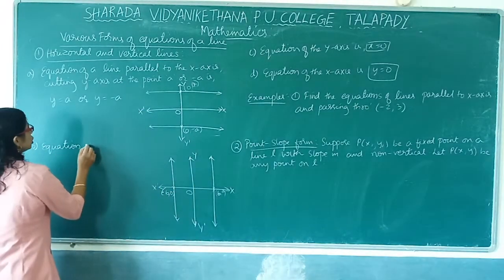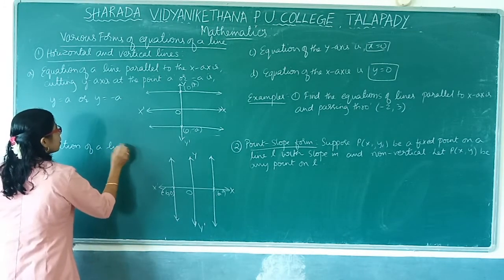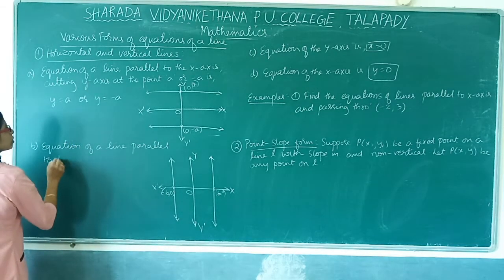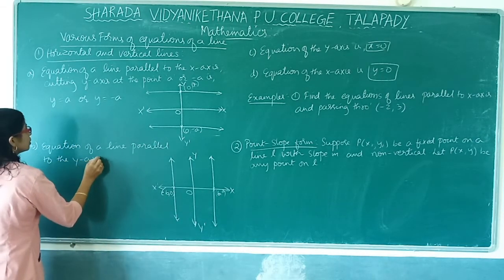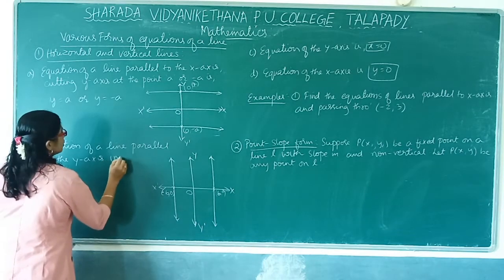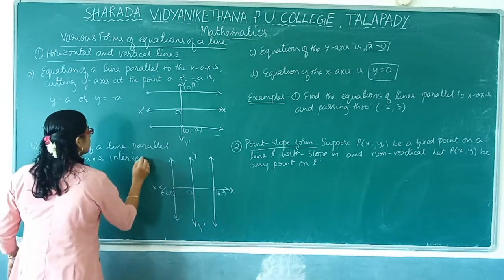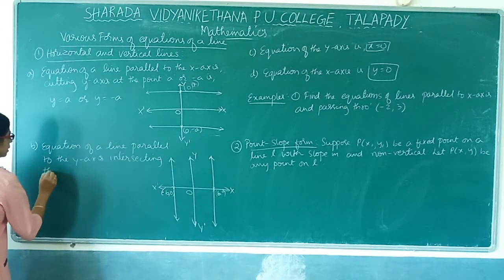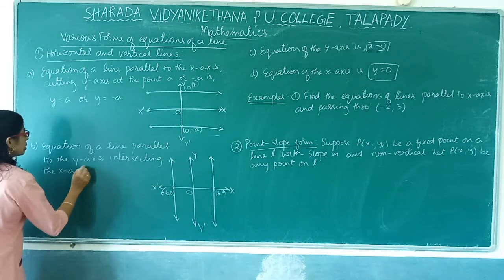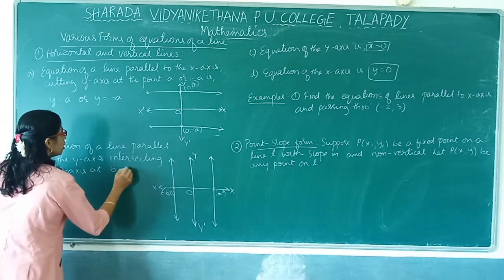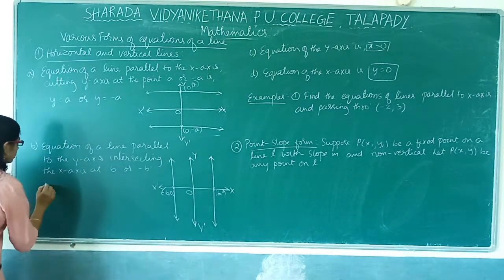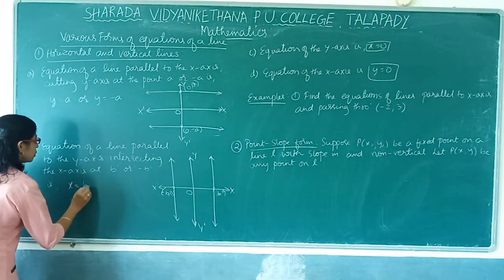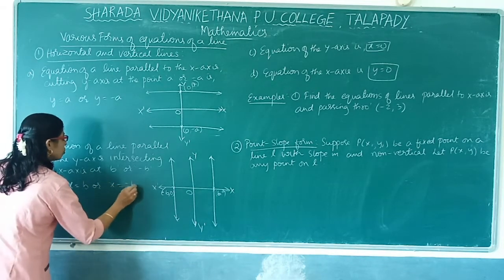So what is the equation of a line parallel to the y-axis? Which axis is it intersecting? It is intersecting the x-axis at b or minus b. What is it given by? Since it is intersecting the x-axis, you can write it as x is equal to b or x is equal to minus b.